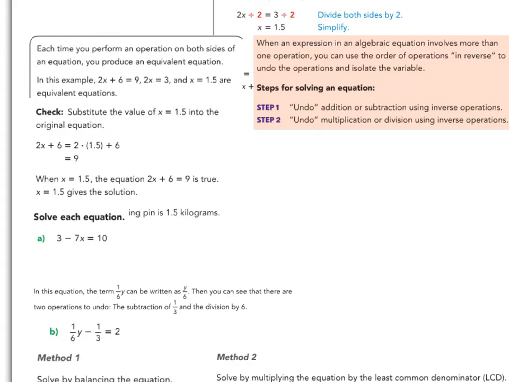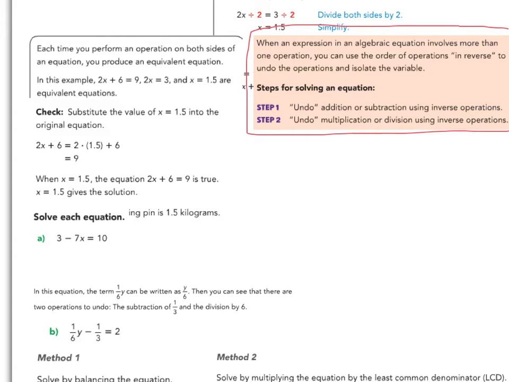Okay, so remember, what's really important here is this box right here. We talked about undoing addition or subtraction first, and then you undo multiplication or division second. You undo addition with subtraction, which is its inverse. You undo subtraction with addition, and then undo multiplication with division or division with multiplication. Okay, inverse is its opposite.